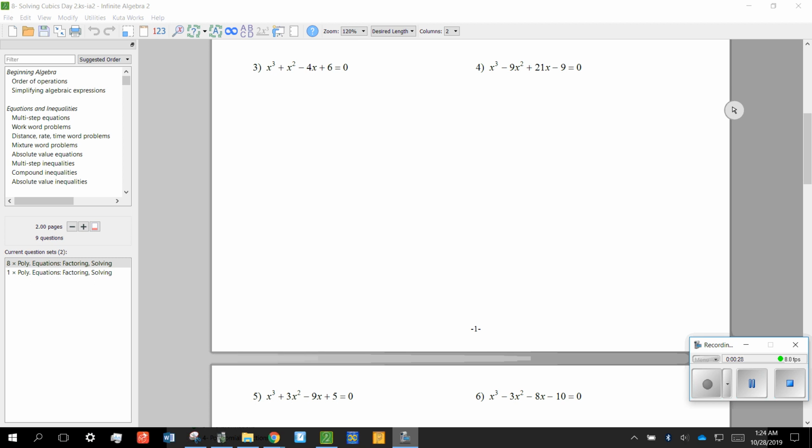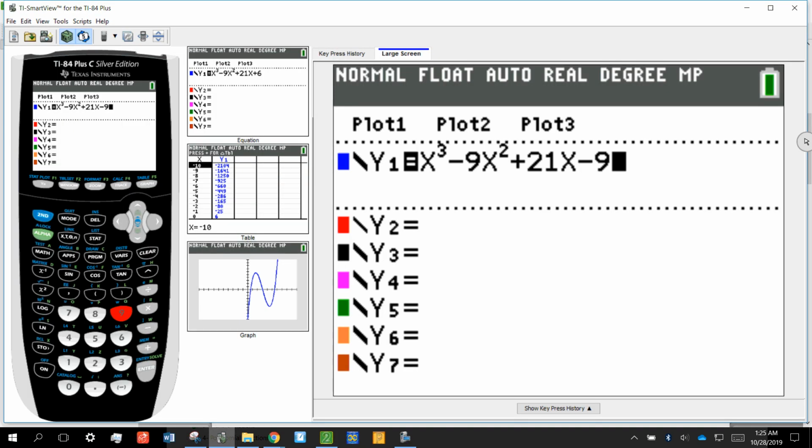So number 4, we have this cubic equation, and we want to solve it for all these times when x, what values of x will make this function or this equation equal to 0. Okay, so we go to the calculator first, type in the function, and we hit graph.